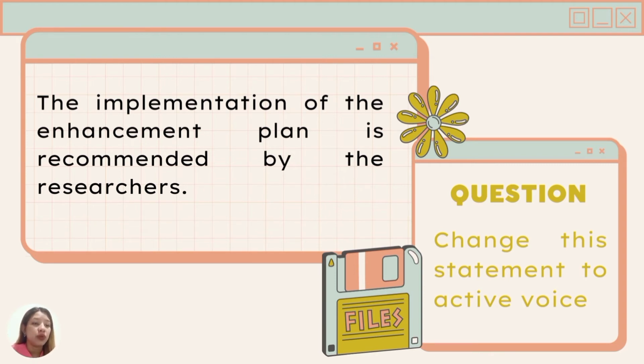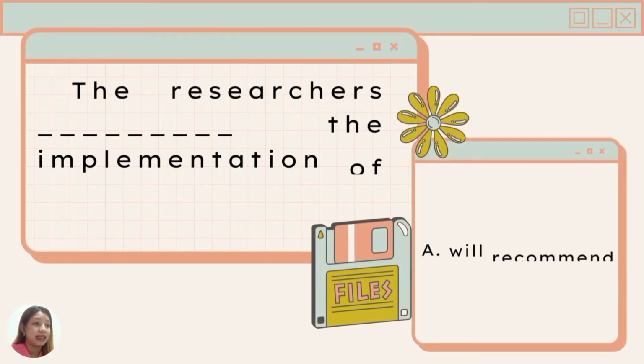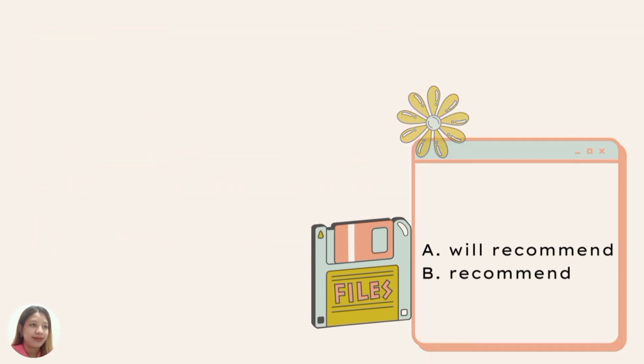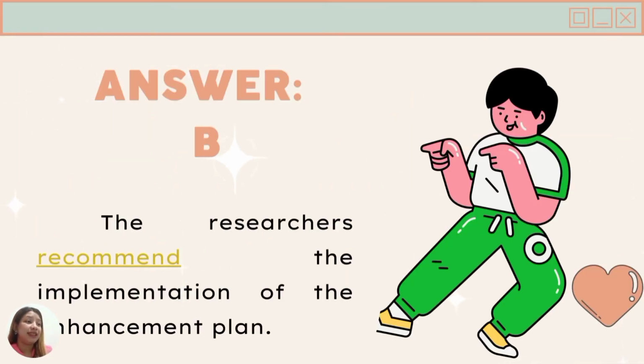If we will change this statement to active voice, it will become like this. The researchers blank the implementation of the enhancement plan. What will be the correct verb? A, will recommend. B, recommend. Very good. The correct answer is letter B. The researchers recommend the implementation of the enhancement plan.